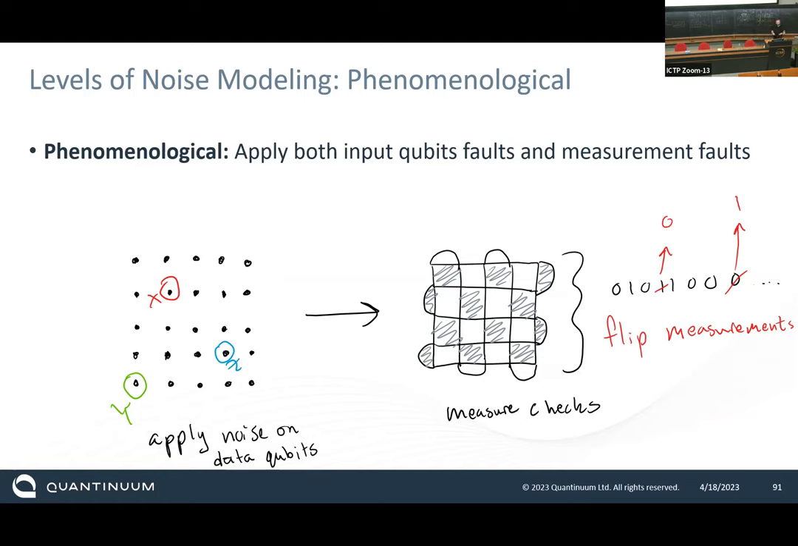So the repetition code, once again, is popping up just by the fact that you have these measurement flips happening. It's because you can't rely on the actual measurements. So you have to deal with correcting the measurement outcomes as well.